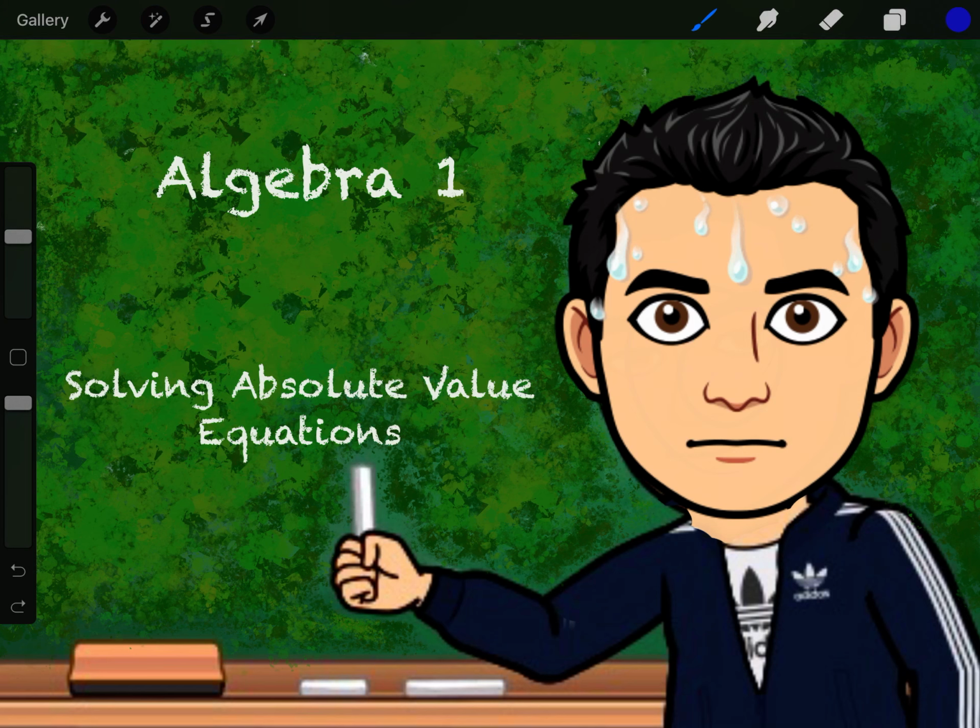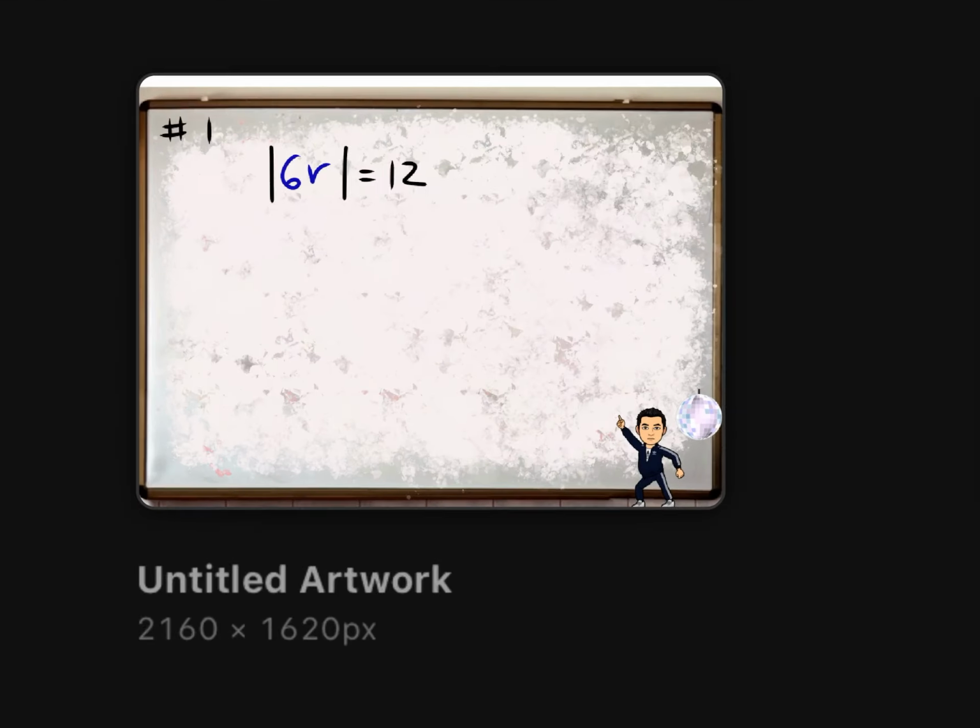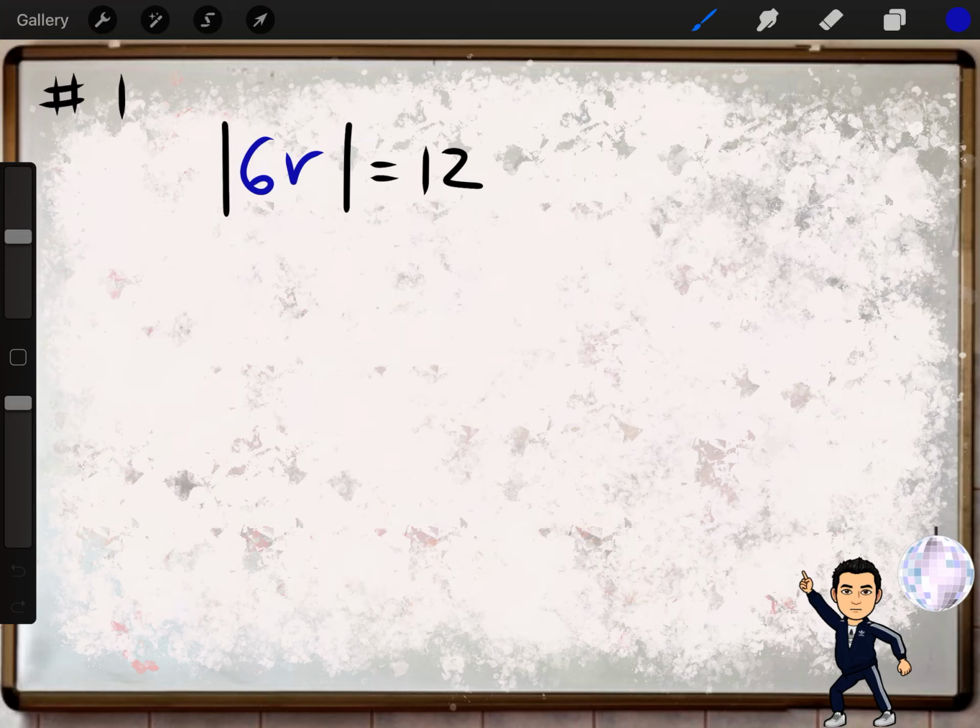All right, this is Algebra 1, solving absolute value equations. So these are some questions I pulled from the worksheets. Let's look at number 1. You see that I purposely write the expression inside the absolute value with a different color.